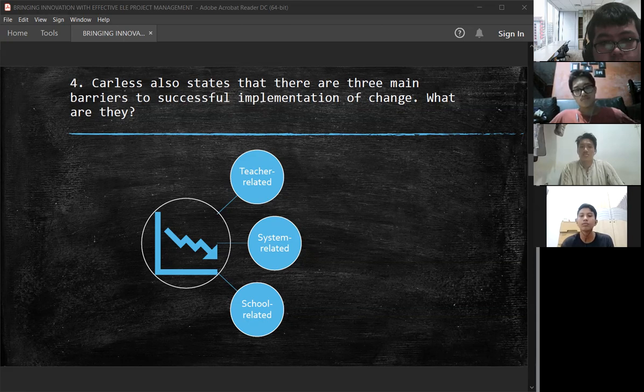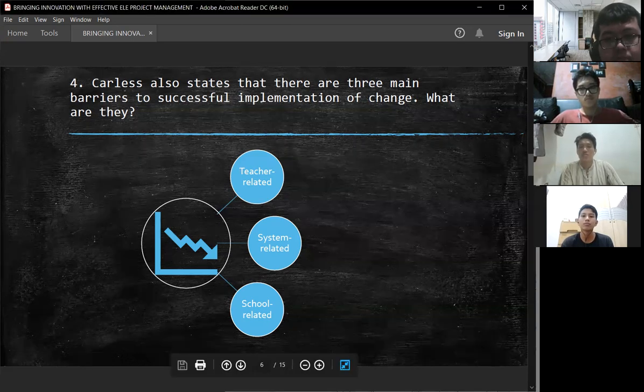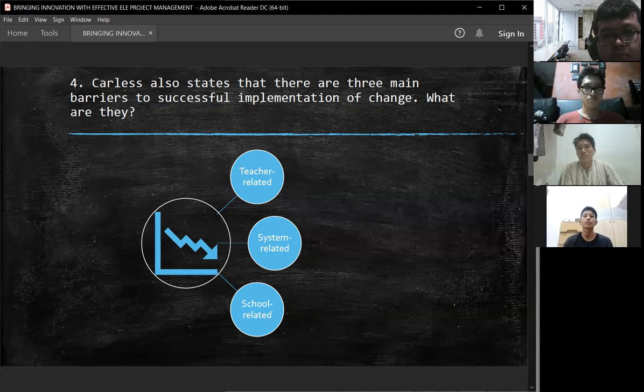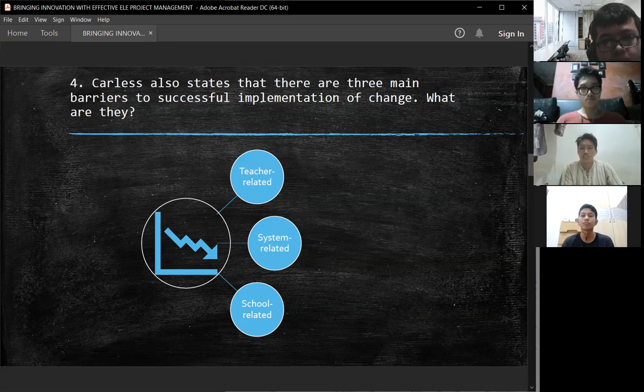And then the third barrier is school related, which is related to lack of supportive culture for change, conservative forces within a school, lack of support or understanding from senior management, and inadequate school-based resources, student difficulties in adapting to teacher change, particularly if the rationale hasn't been persuasively articulated.